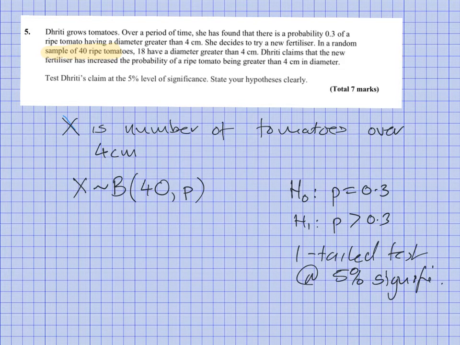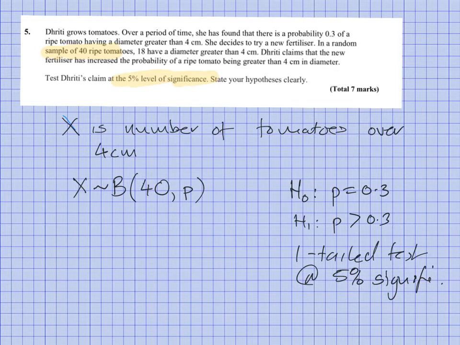Okay, we can write out the rest. That's all gained from the question there. I've stated my hypotheses clearly, and I have done this here. That means that what I'm looking for is the probability that I get the test statistic, in this case 18 tomatoes, has to be smaller than 5%. Okay, so let's go ahead.